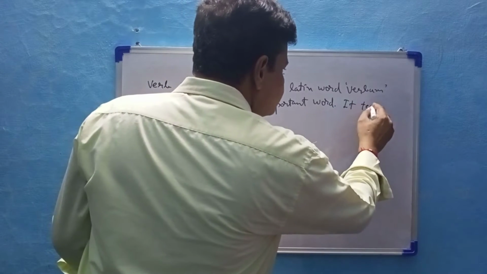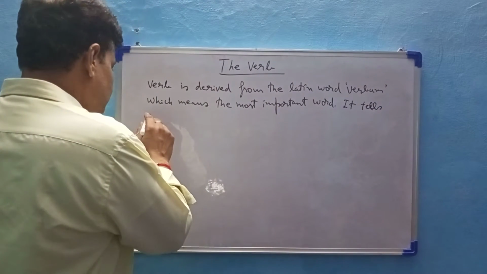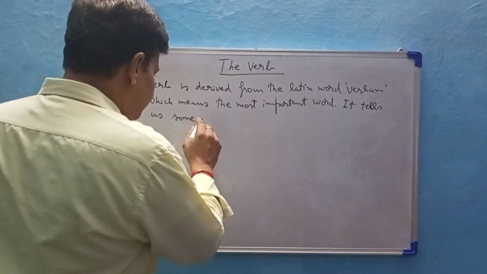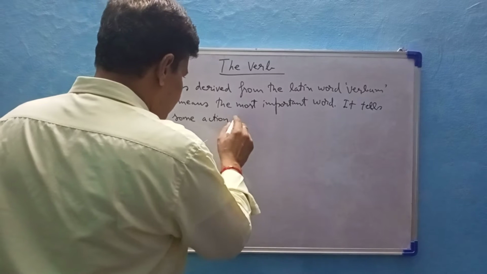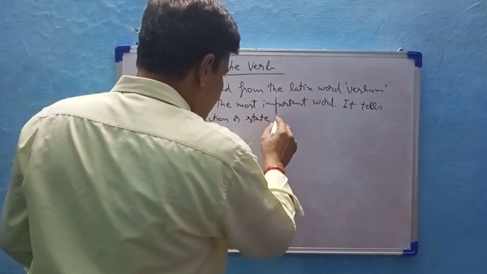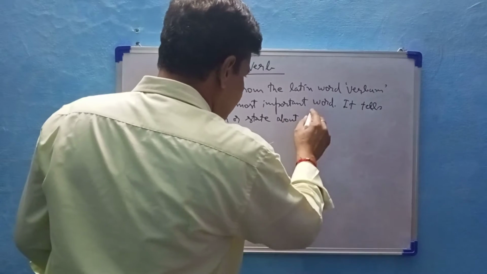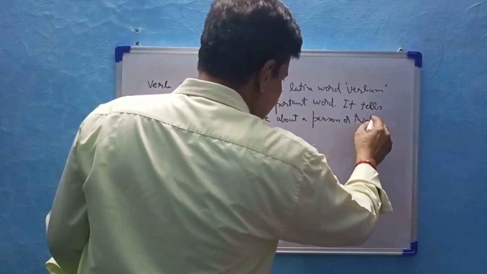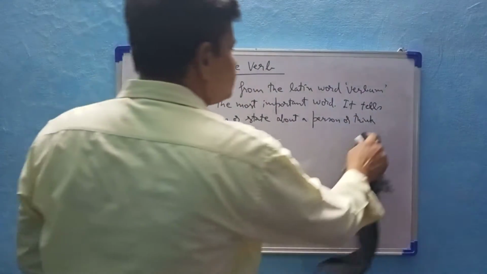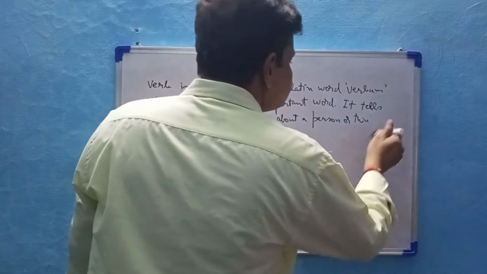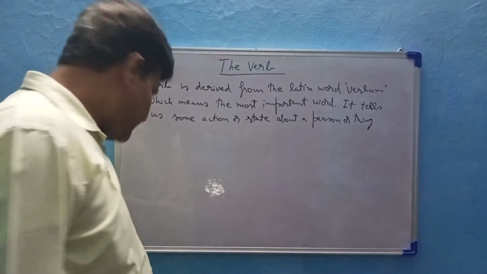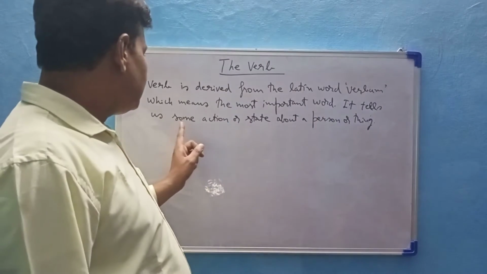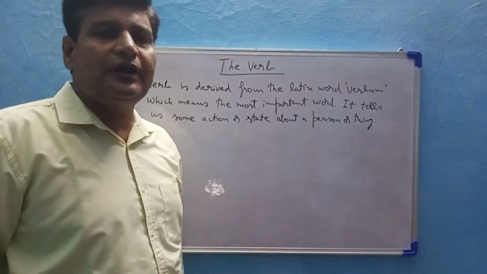It tells us some action or a state about a person or thing. What is the work of a verb? It tells us some action or a state about a person or a thing.